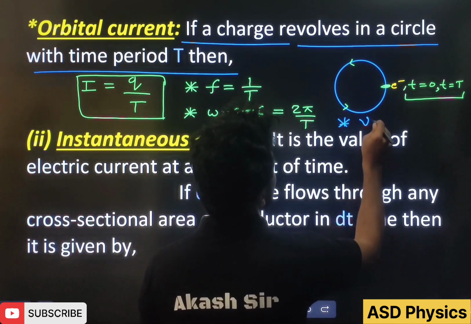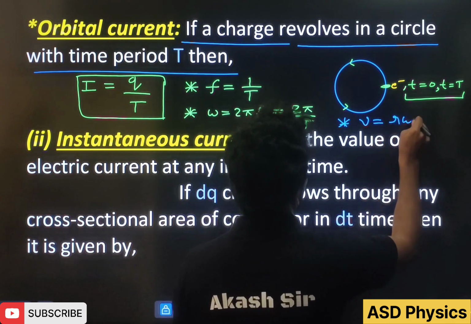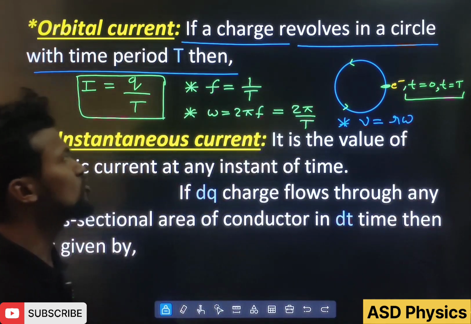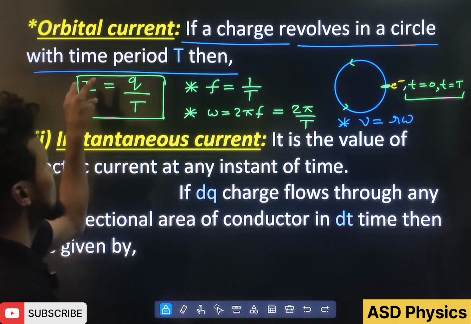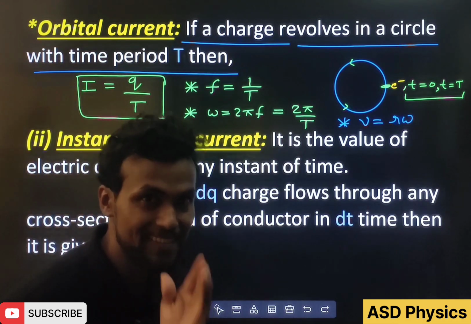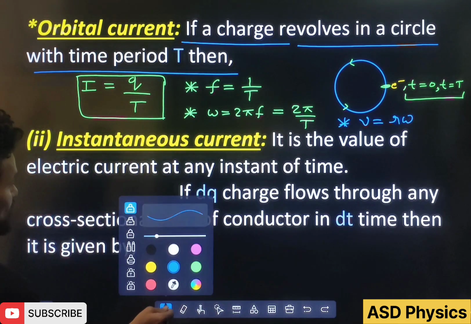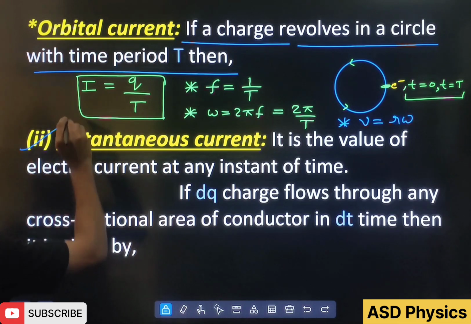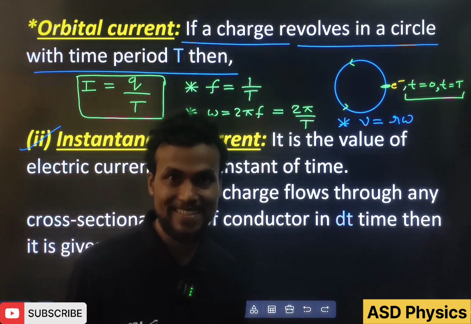I can write here v equal to r omega in a circular motion. So any of this formula can be used to get the answer here. Great. Now after that, students, we are going to see the instantaneous current. Let's see what is the instantaneous current.